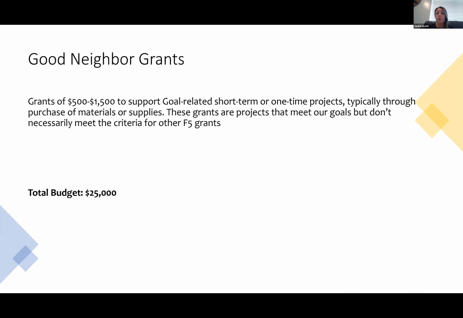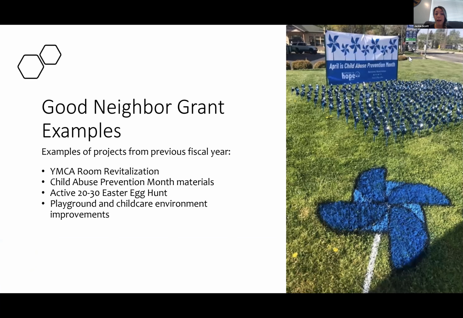Our Good Neighbor grants: the amount you can apply for is $500 to $1,500, and it's to support goal-related or short-term, maybe one-time projects, typically things like materials, supplies, and equipment. They're projects that meet our goals but don't necessarily meet the other criteria of First Five grants, and you'll learn about what those other grants are. We have a total budget of $25,000 per year. We have 2 cycles that occur, and we'll talk more about the grant cycles later. That's just a quick overview of our Good Neighbor grant, and I'm going to give you some examples of things we funded in the past.